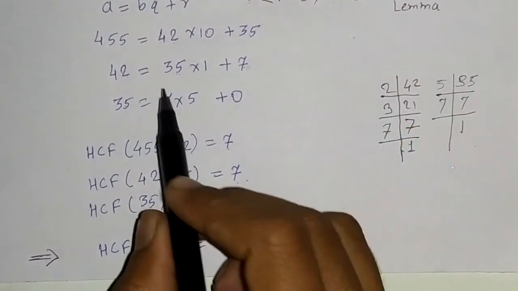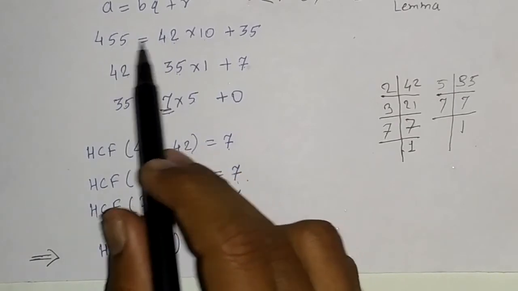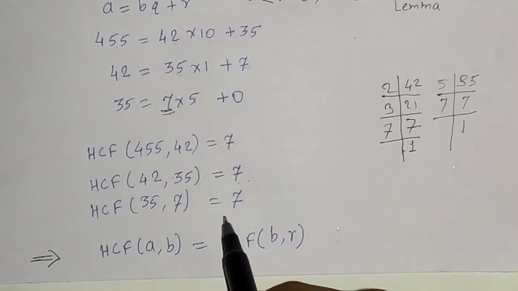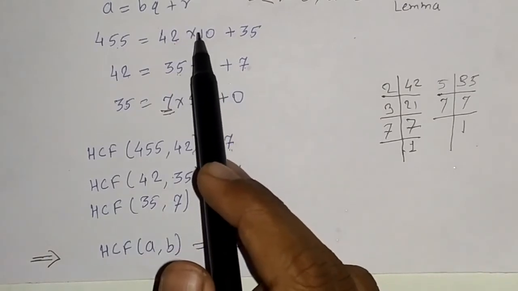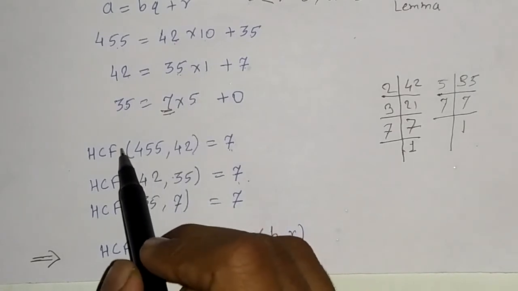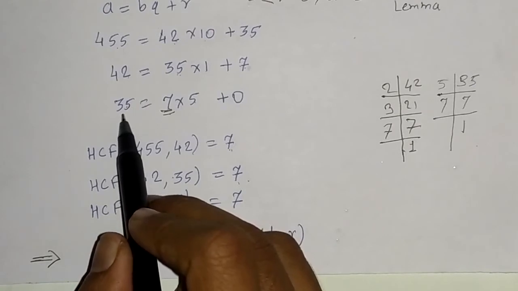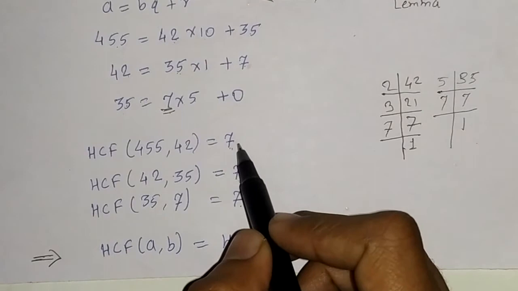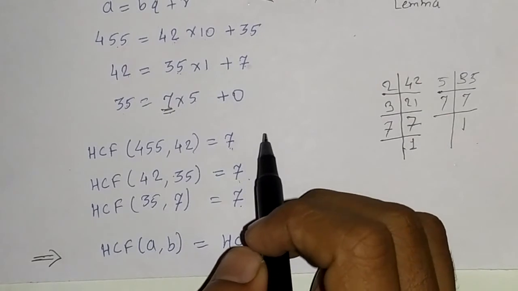So look at the HCF of dividend and divisor in each step. In the first step we have two numbers, 455 and 42. The HCF of those two numbers we have already calculated as 7, by the prime factorization method as well as using Euclid's division lemma. In the third step, if you find the prime factorization for 35 and 7, you will get HCF as 7. So the HCF in each step is constant, which is 7. This is the basic concept behind Euclid's division lemma.